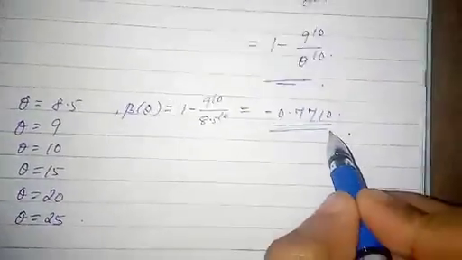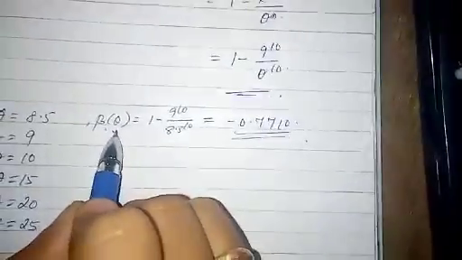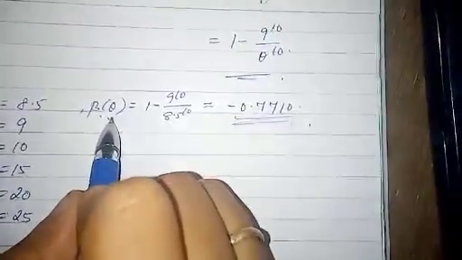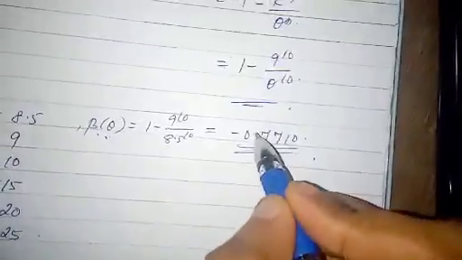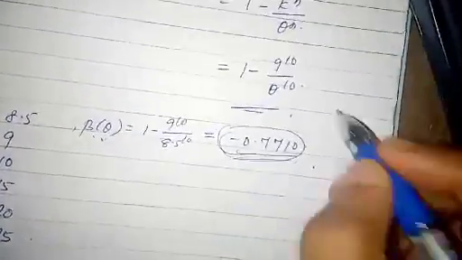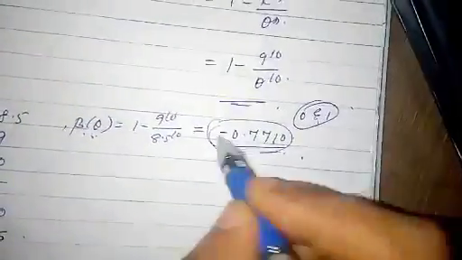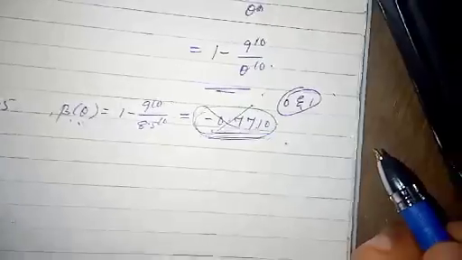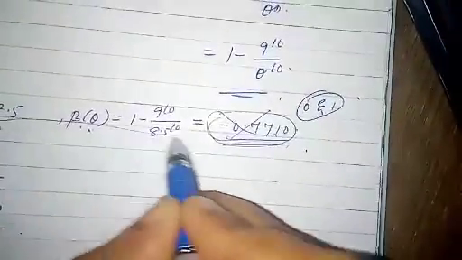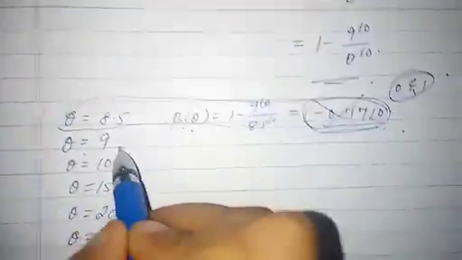It's not possible, right? Because beta of theta means the probability of rejecting H naught under the parametric space, right? Whether the probability value becomes negative or not. Probability value lies between 0 and 1, right? So this is not a correct answer. Here this value is not valid. Okay, then we check for theta equal to 9.